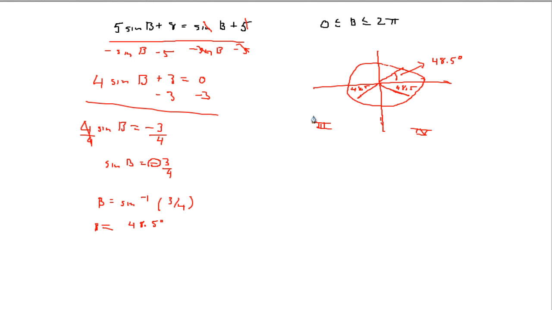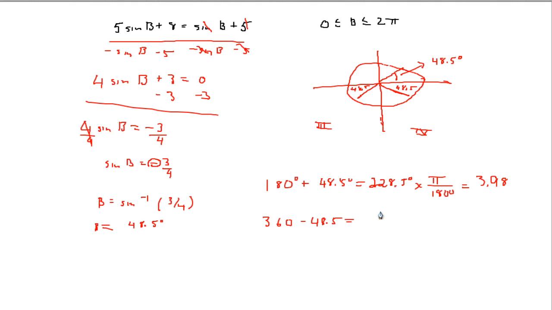So for quadrant 3, that's going to be 180 degrees plus 48.5, which gives us 228.5 degrees. However, we want our final answer in radians, so I'm going to multiply that by pi over 180, which gives us an answer of 3.98 radians.